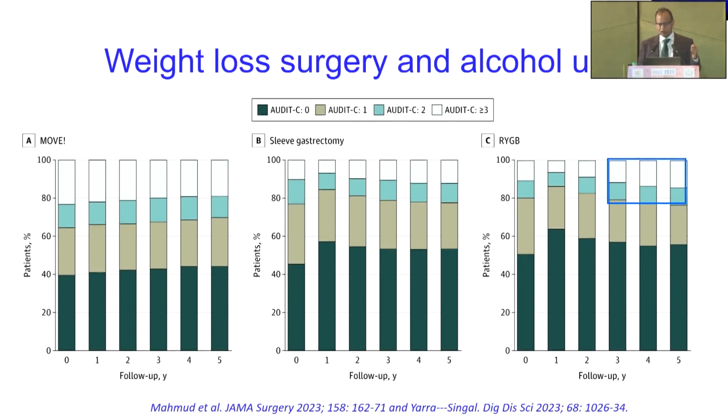And compared to those two ways of weight loss, the gastric bypass patients at year 4 and year 5 are more likely to have AUDIT 2 or AUDIT 3, which is more severe alcohol use disorder patients.